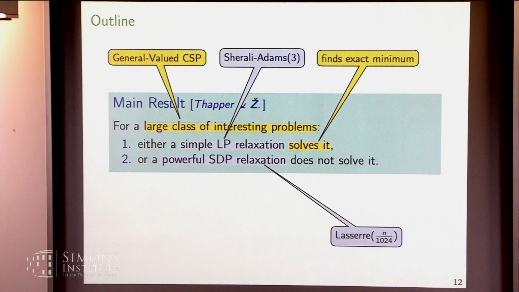Can you tell us what makes a relaxation stronger than another? I mean, you call it a strong relaxation. Here you say a powerful relaxation. All right. Okay. So the kth level of the Lasserre hierarchy is known to be tighter than the kth level of the Sherali-Adams hierarchy, meaning the polytope is tighter. So it has fewer fractional solutions.